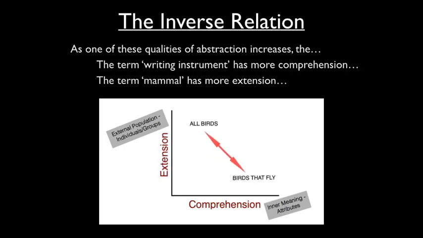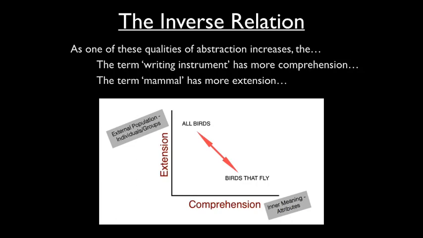Okay. So, birds that fly would be the comprehension, because there's an inner meaning. There's birds that typically fly. All birds, that's the population. Now I know, right? You're already probably thinking, well, not all birds fly. Good. Hold on to that thought, because that's part of our misunderstandings that we're going to talk about in the next slide.